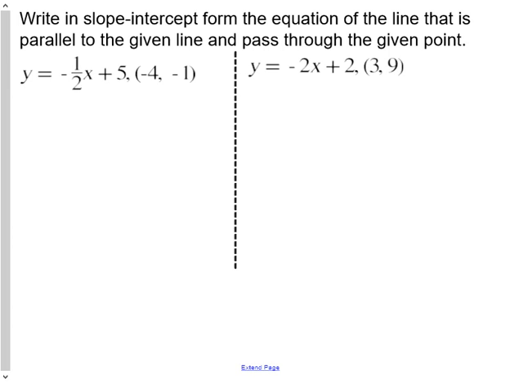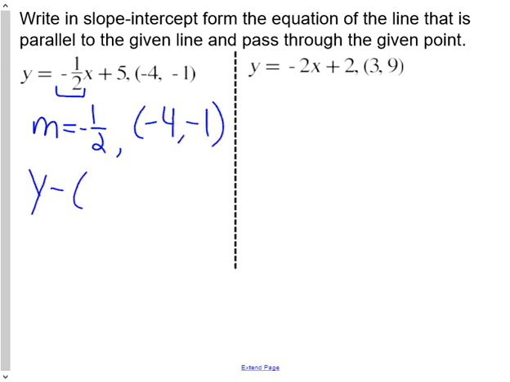Next, we've got a fraction here now as our slope. Y equals negative half x plus 5, and the point is negative 4, negative 1. Same process. M is negative half. And now we're taking the point negative 4, negative 1, and we plug it in. Y minus y1, y1 is negative 1, equals negative half x minus x1, which is negative 4.